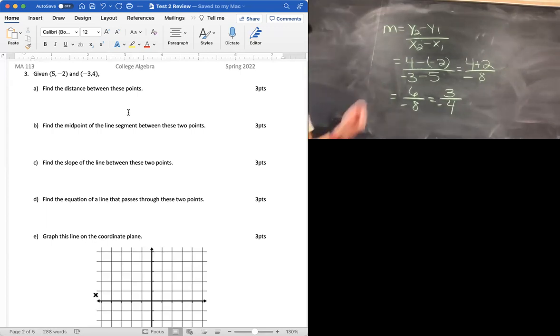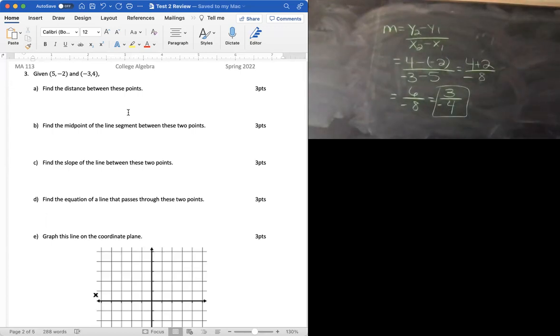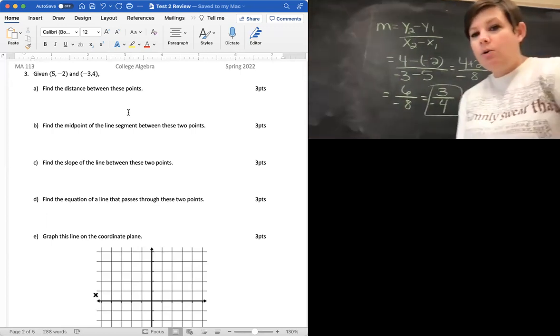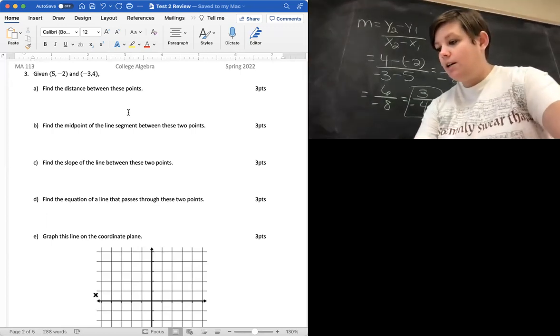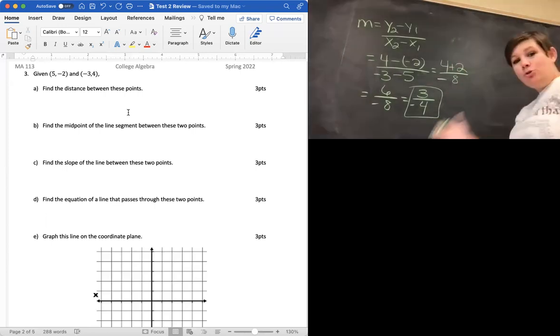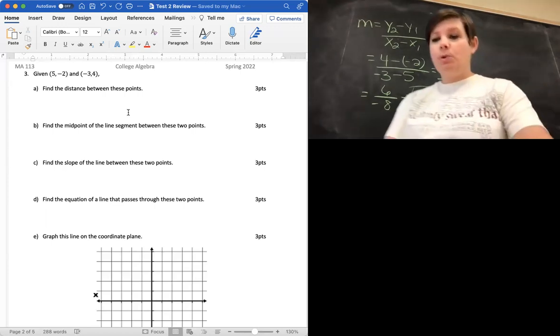Now we use that information, sorry, I haven't moved around enough. We use that slope of -3/4 in order to write the equation of a line going through those 2 points. That's part D. So we have 2 points and we have a slope. If we have 2 points and a slope, then we can use point slope form.